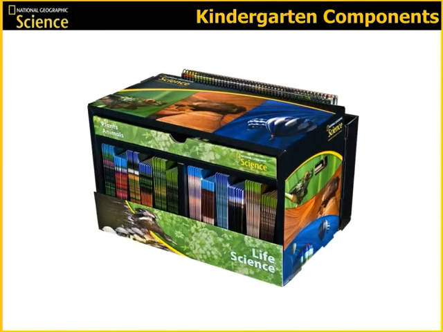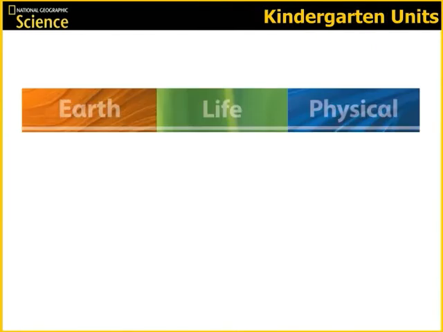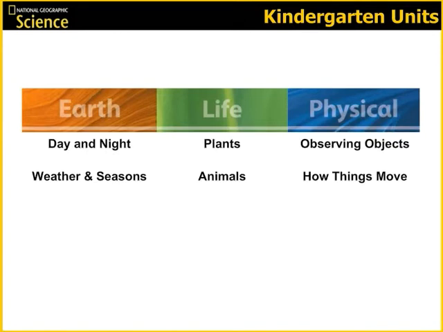As a reminder, in kindergarten, all print components for each unit will be housed in a kit like you see here. All of your big books and big idea cards will be found here in the back of the kit. This drawer contains all of your teaching materials, and all of the student books are here. There are 3 units available for kindergarten: Earth, Life, and Physical, and each of those units has 2 parts as you see here.